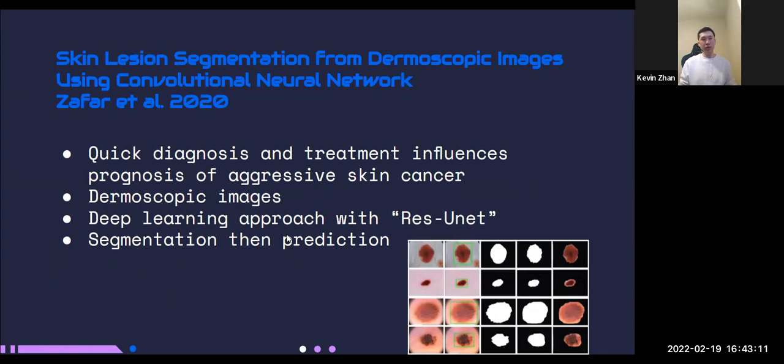The next one is skin lesion segmentation from dermoscopic images. So this is skin cancer or skin lesion. The reason this is important is that for some aggressive skin cancers, being able to diagnose it quickly greatly influences the prognosis, or the outcomes for the patient. They used something called a ResUNet. It's a UNet for segmentation, with residual layers. It was a segmentation, then prediction task.